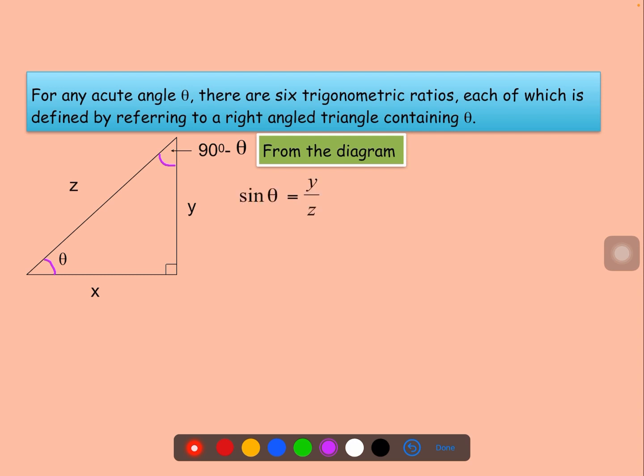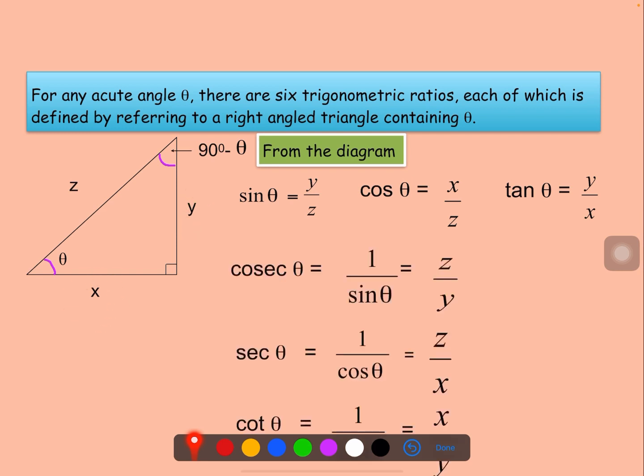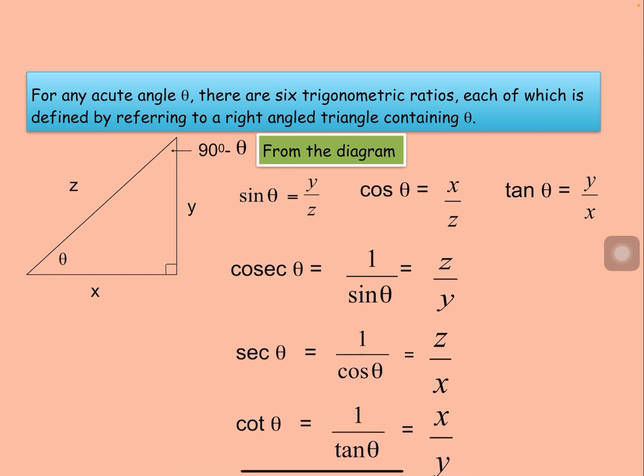From the diagram, you can have sin theta is y over z. Cos theta is x over z. Tangent theta is y over x. And cosecant theta is 1 over sine, so 1 over y over z is z over y. Secant theta is 1 over cos, 1 over x over z, that is z over x. And cot theta is 1 over tangent theta, 1 over y over x, so we have x over y.